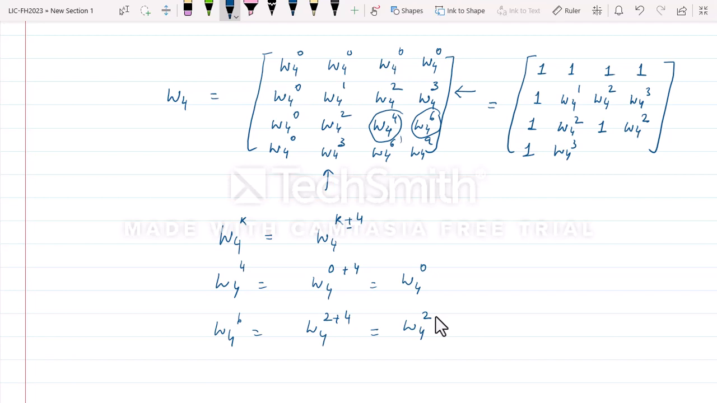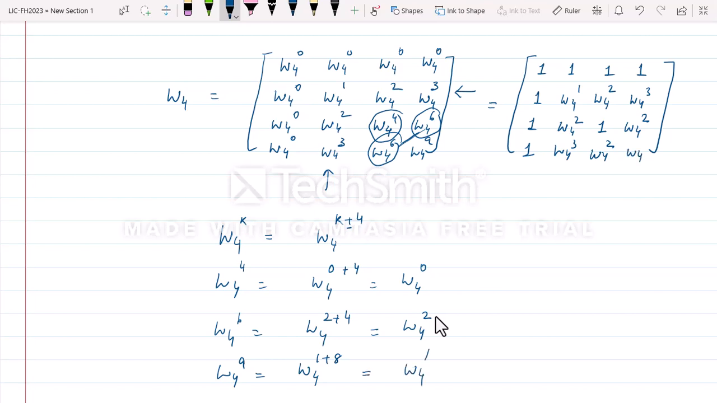Right? Now what is W4 6? Same. This is also W4 2. Now last one, W4 9. What is W4 9? We can write W4 1 plus 8. 8 is the multiple of 4. It is periodic by 4. So this is nothing but W4 1.